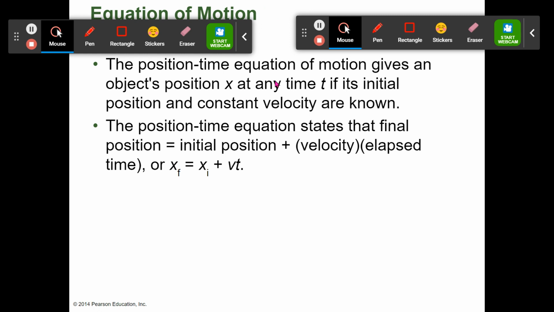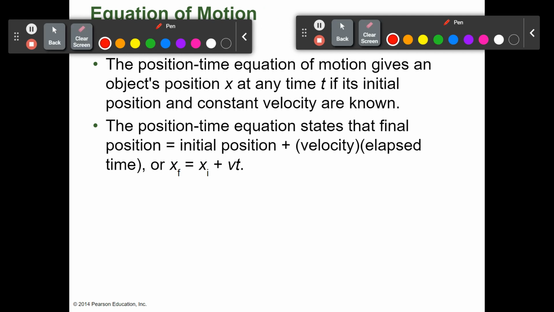The position versus time equation of motion gives the object's position at any time if its initial position and constant velocity are known. Your position versus time equation is given right here. This will be another equation that you're going to want to memorize and have in your bank of equations. The final position of an object is equal to where it started plus its velocity times its time. If you think about that logically, that equation should make sense to you.